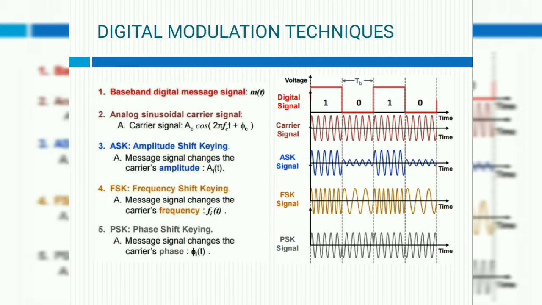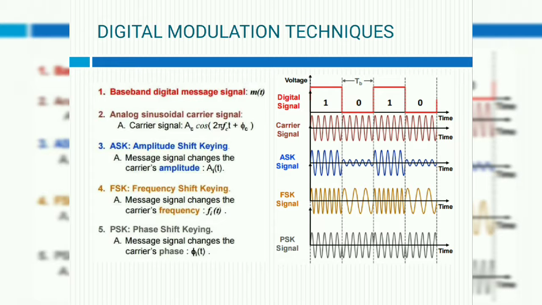So in digital modulation, there will be three types. First one, amplitude shift keying. Second one, frequency shift keying. Third one, phase shift keying. See here, the digital signal message consists of 1 0 1 0 1 0. This is the information signal. The carrier is continuous in nature with respect to time t.